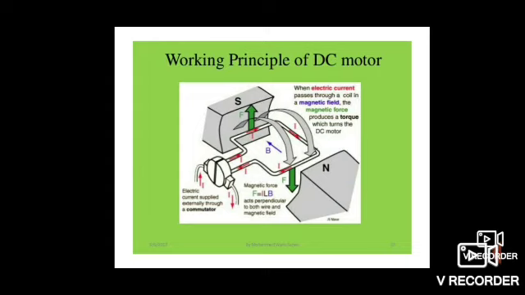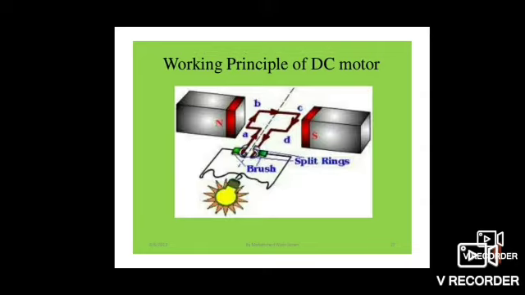So see the diagram. Electric current is applied externally through the commutator, that is a function of the commutator. The magnetic force created by the machine, F equal to BIL, acts perpendicular to both wire and magnetic field. F is the force, and it uses the principle of Fleming's left hand rule. Then see the diagram. It has brushes, used to collect the currents by means of split rings.